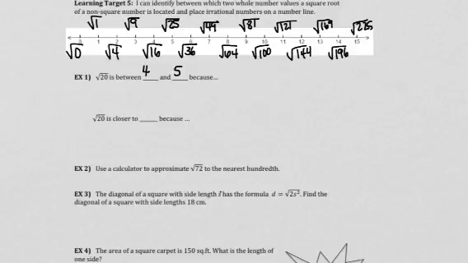And that is because the square root of 16 is less than the square root of 20, but the square root of 20 is less than the square root of 25. So that's basically saying that 4 is less than the square root of 20, which is less than the square root of 25, which is 5. So I'm going to put 5 there.